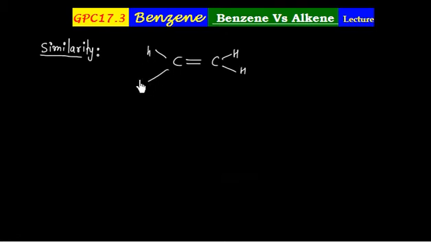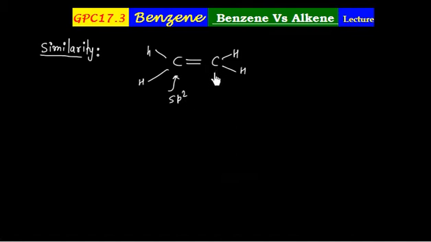Benzene versus alkene. Benzene and alkene are very similar. So let us first discuss the similarity. If I see a typical alkene, this carbon is sp2 hybridized.